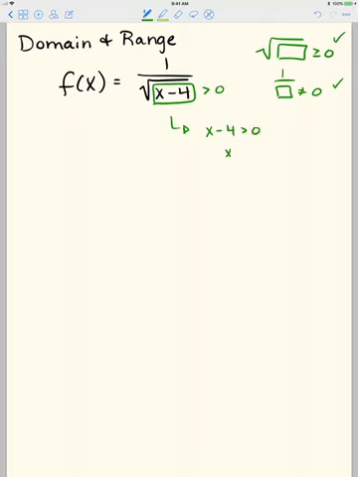Solving this inequality is going to give us all x values greater than 4. That is going to be the domain for this function. Okay? When you talk about the range, this is sometimes a little harder to algebraically look at. We'll also look at a graph.